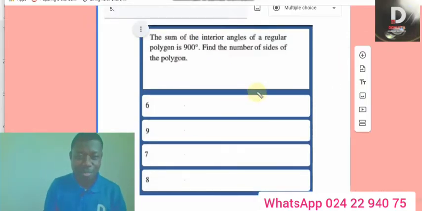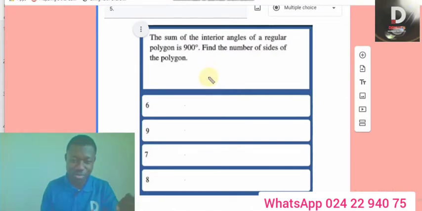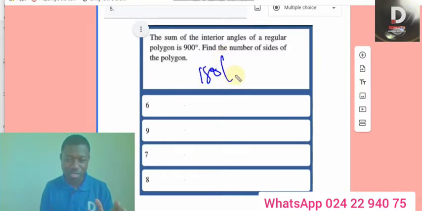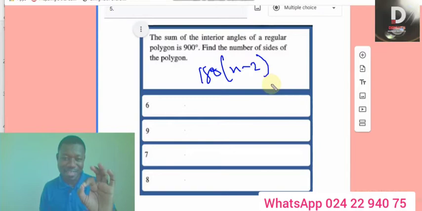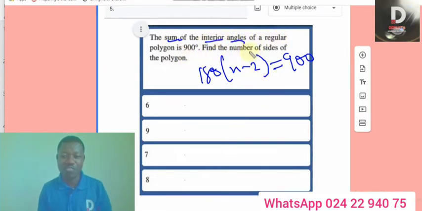Right. It says the sum of interior angles of a regular polygon. So you know you write it. Anything you read in mathematics, you write it. Are you okay? Good. So the sum of interior is what? 180 into bracket n minus what? 2. This is the sum. Is 900. The sum of interior angles of a regular polygon is 900. Write it this way. Find the number of sides.